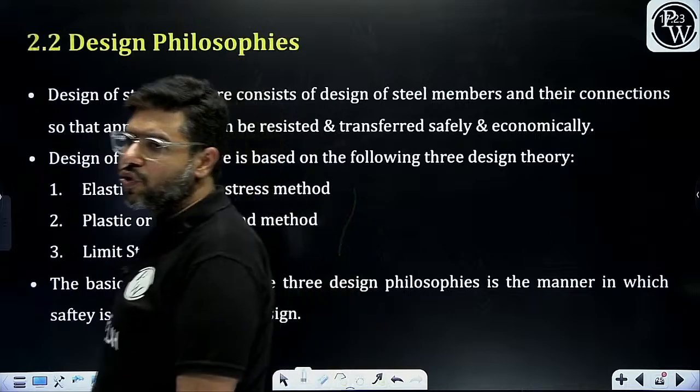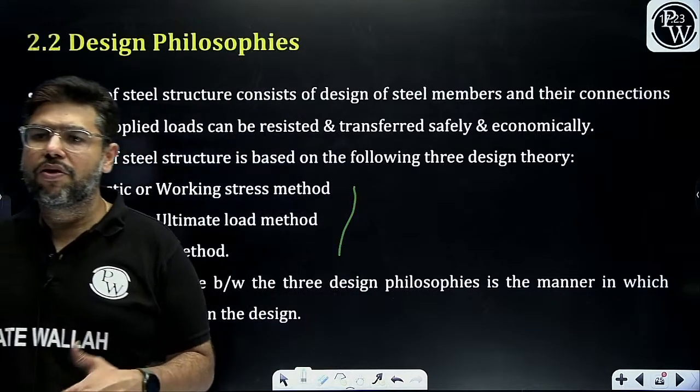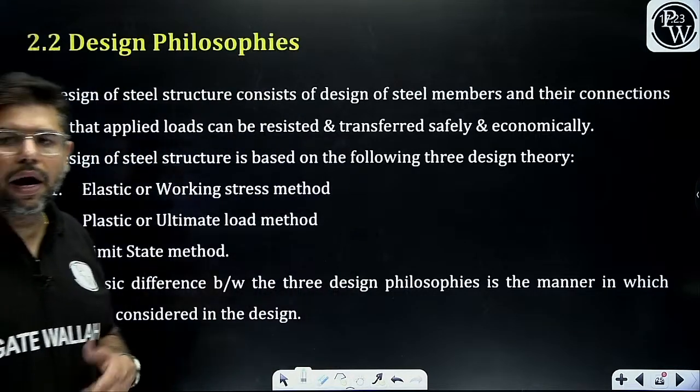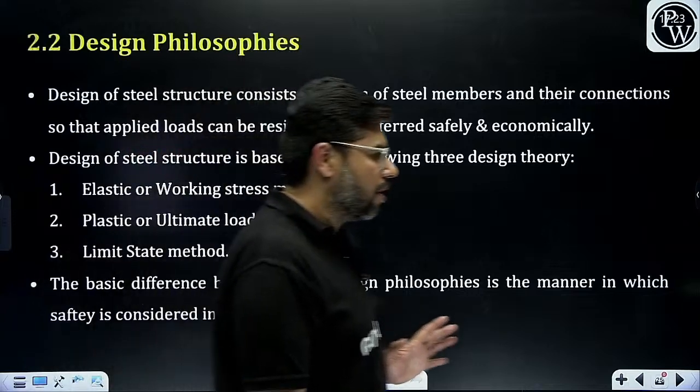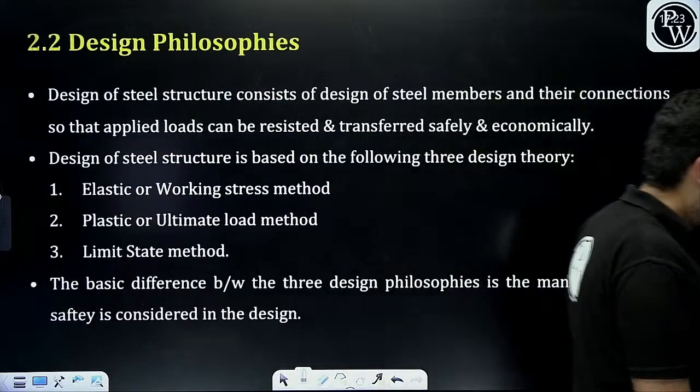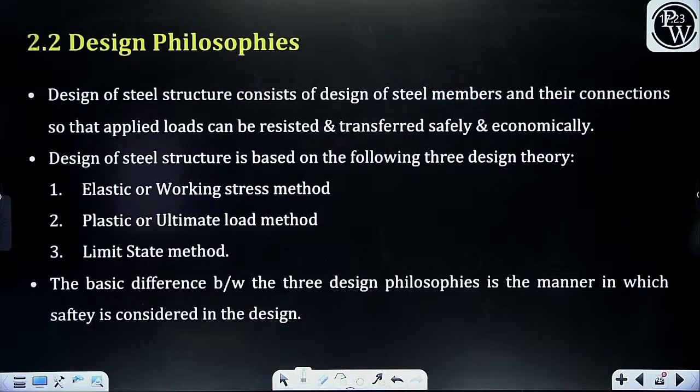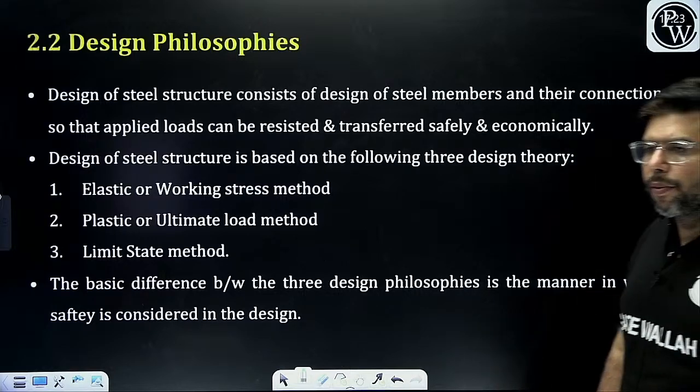First of all, I will show you working, plastic method, and then we will see the limit state method of it. Am I clear till here? It's okay now? Only basic things I have taught till now. Now, let us talk about the working stress method of design.